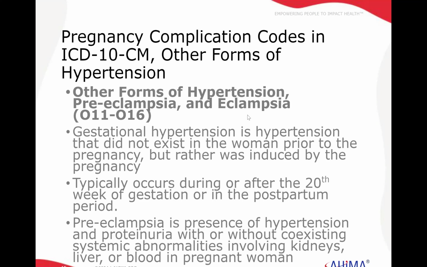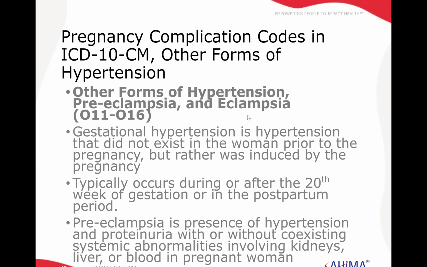There are other forms of hypertension, right? We have preeclampsia, eclampsia, and these fall into code categories O11 through O16. Gestational hypertension is hypertension that didn't exist in the woman prior to becoming pregnant, but the pregnancy started the hypertension, if you will, or induced it, as it says here in the slide. And this normally occurs during or after the 20th week of gestation or in the postpartum period.